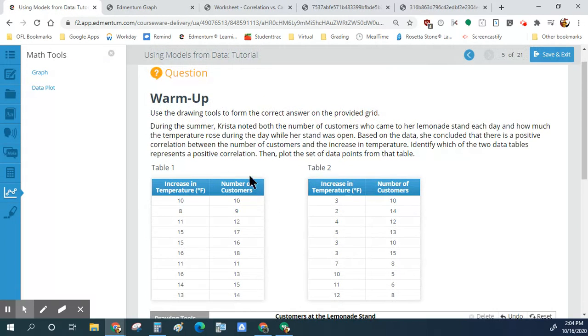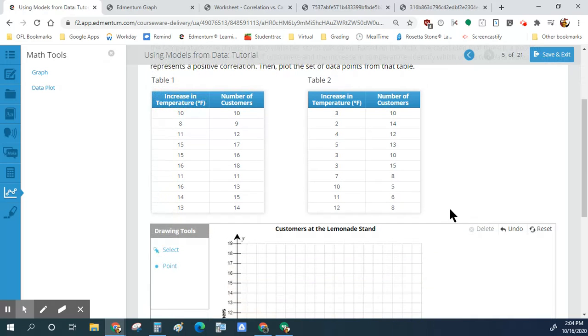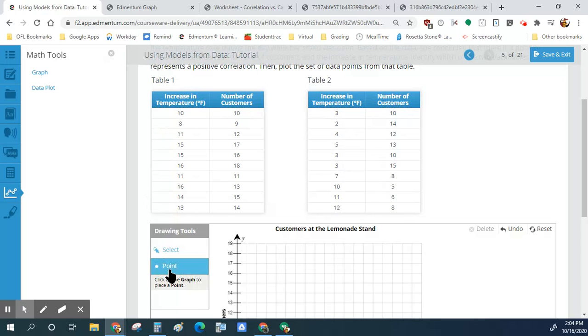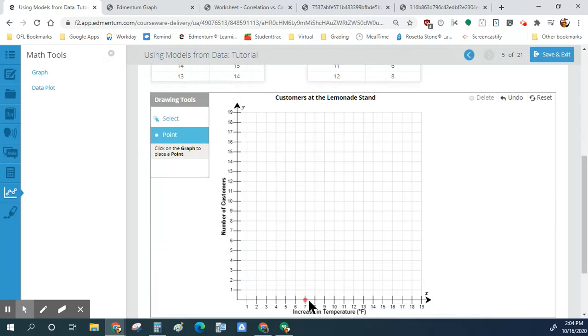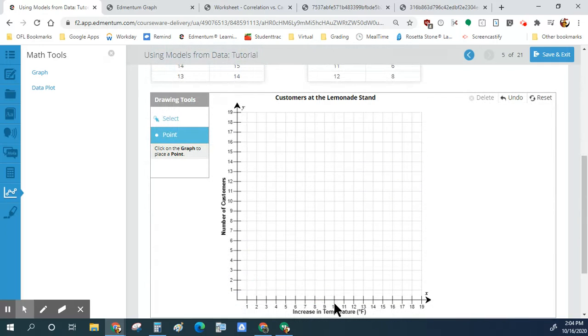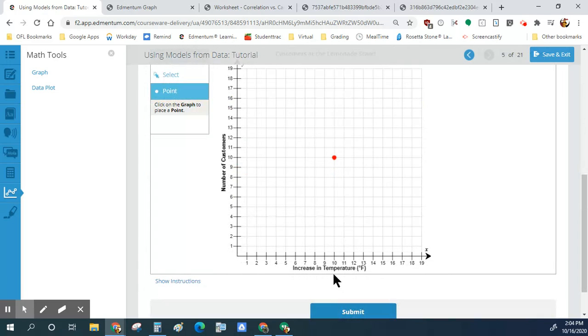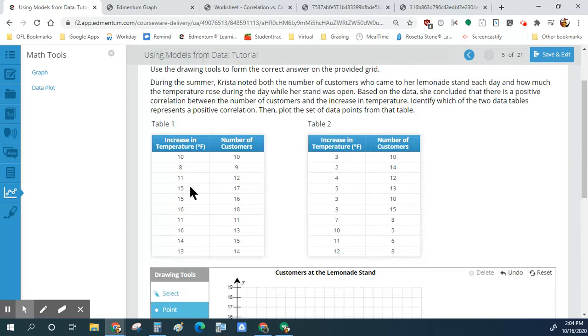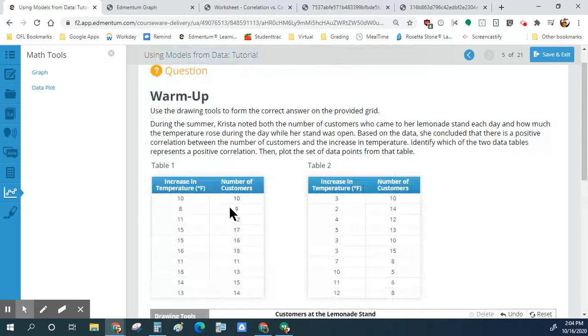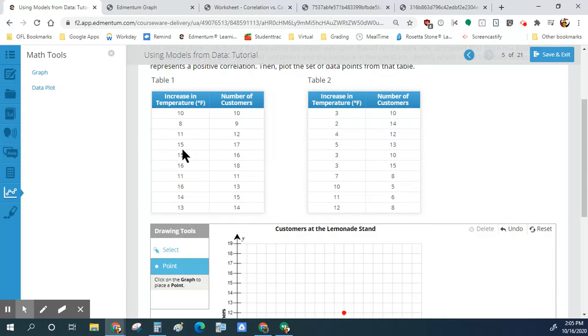Unfortunately, right now they just want us to then plot. So this is very, very tedious. So make sure you guys start doing this in advance. So we're going to do this. So we're going to go 10, 10, and then 8, 9, 8, and 9. And then 11 and 12, 11 and 12. And once you get a good flow going, it's not that bad.